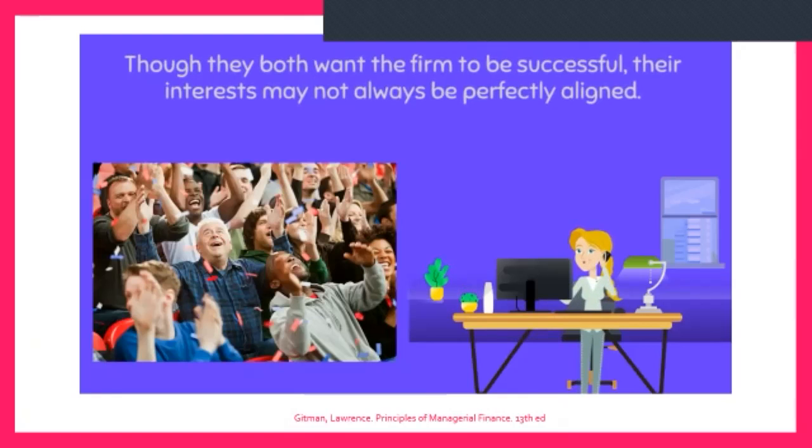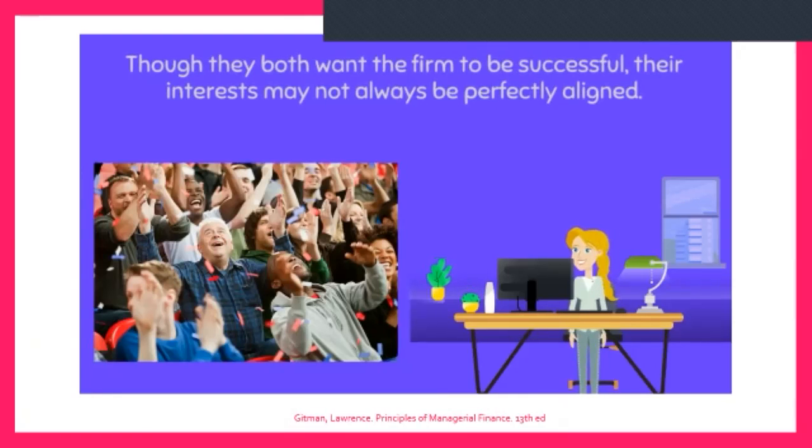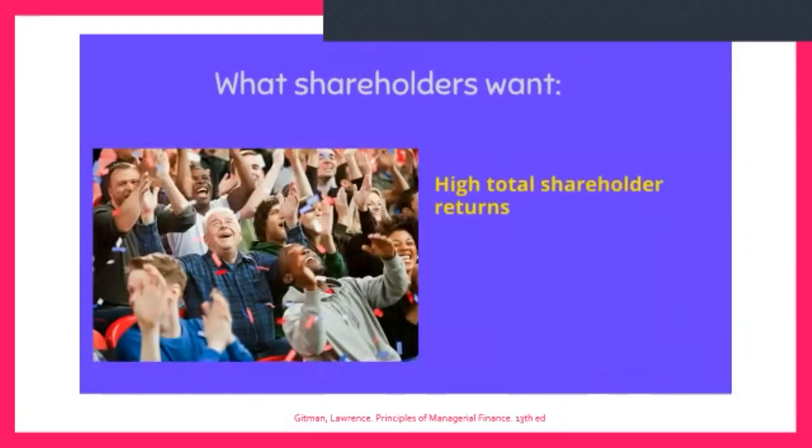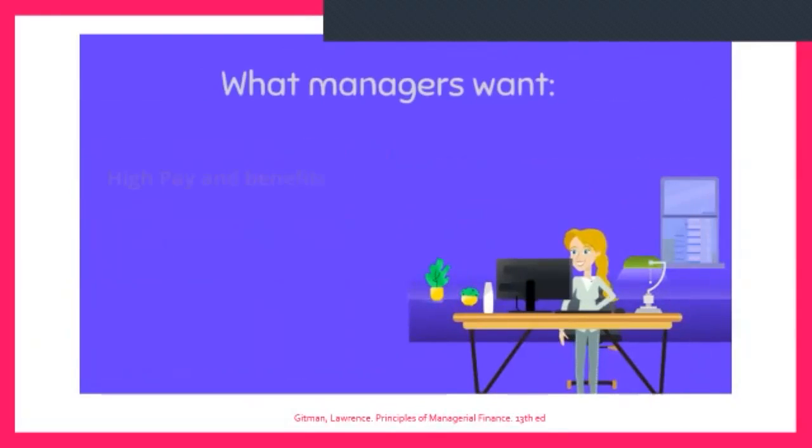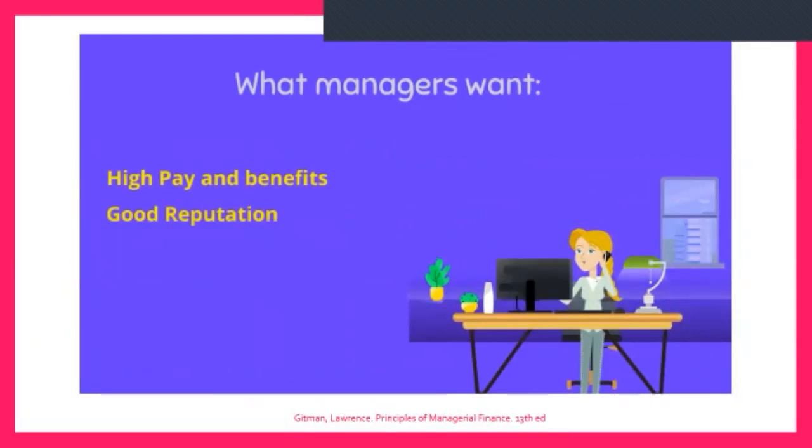Though they both want the firm to be successful, their interests may not always be perfectly aligned. For example, shareholders want high total shareholder returns, which means stock growth and dividends. They also want a good risk-return ratio, which means they may be willing to take a high risk in return for high profitability. Managers might want high pay and benefits, good reputation, job security, or other things like power and status, or maybe the ability to change the world.